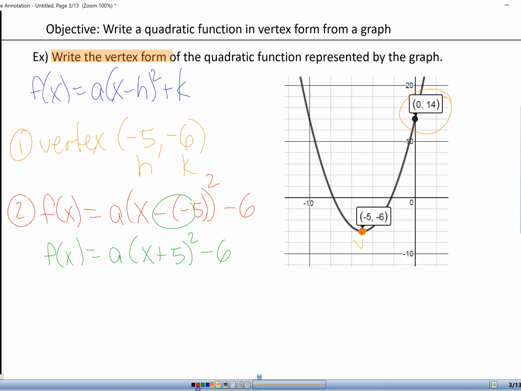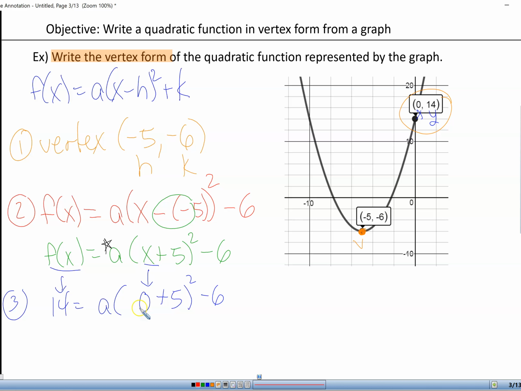So now what we have to figure out is what is the value of a. And this is where we need to realize that we need to find numbers to use for x and f of x, which is a y value. And we can do that by using a point, which would be an x and a y value on the parabola. So our x is 0 and our y is 14. So now f of x or y becomes 14. X becomes the 0. And here now we have to figure out what a is.